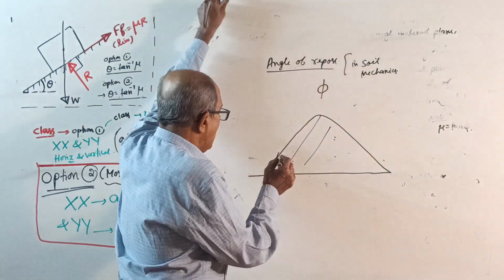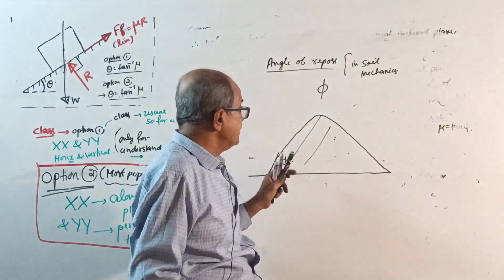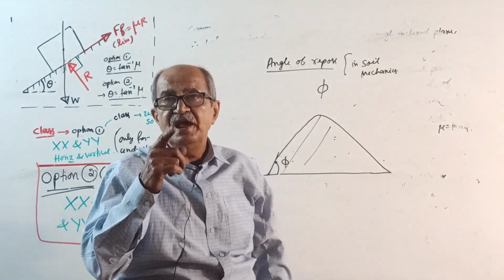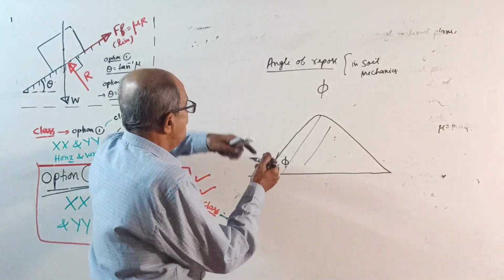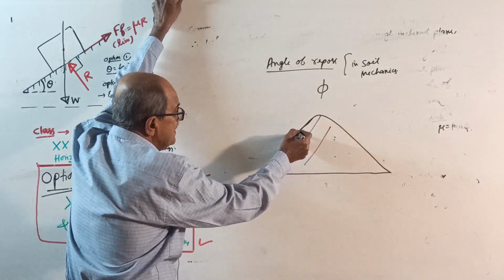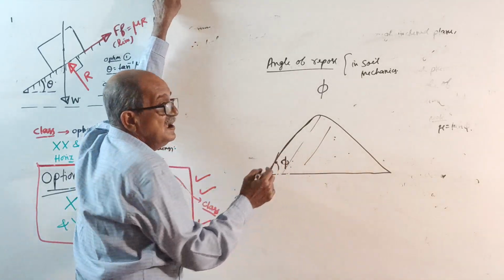So, that is the angle of repose in soil, you should write all these things. Angle of repose we refer in soil mechanics is the angle made by that inclined plane, see what way it rests, with the horizontal.